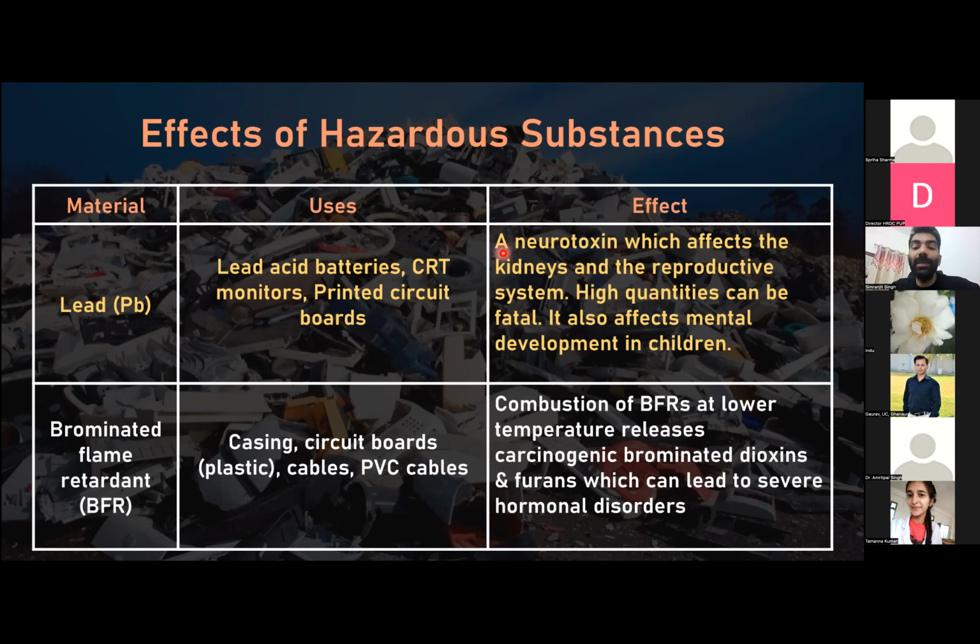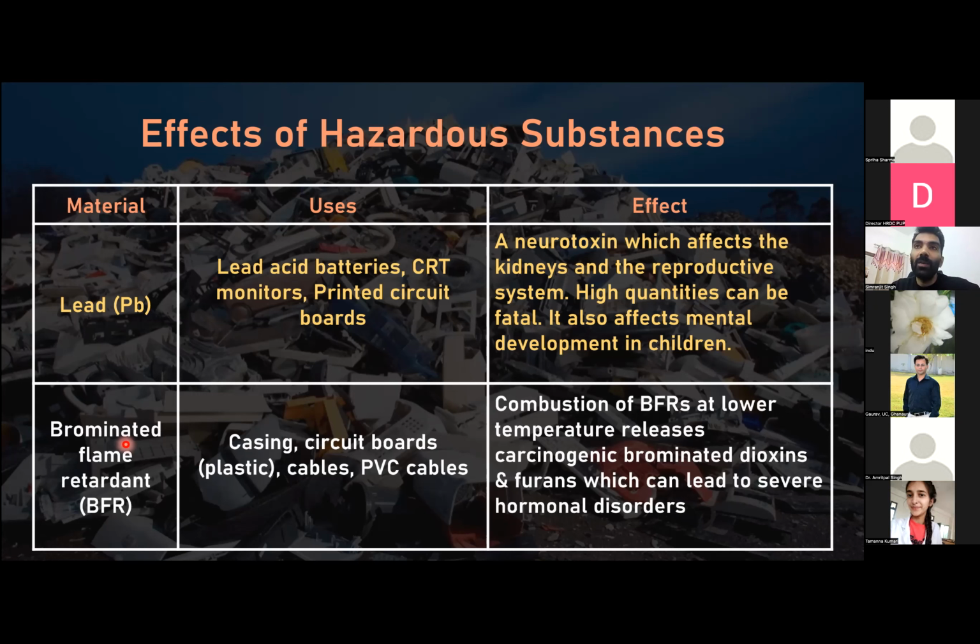So what is the effect of lead? A neurotoxin which affects the kidneys and reproductive system. High quantities can be fatal. It also affects mental development in children. Now, remember those photos I showed you? Small children sitting on top of CRTs, sitting alongside wires, PCBs with no masks, nothing, and all those substances contain a lot of lead.